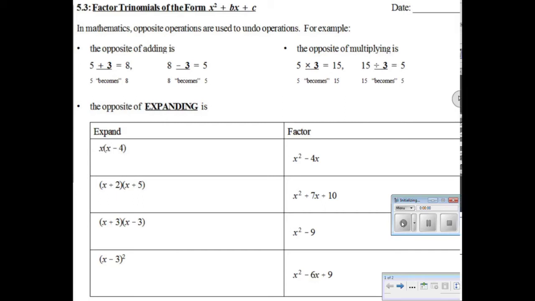Okay, so today what we're going to do is factor quadratics that look like ax squared plus bx plus c.